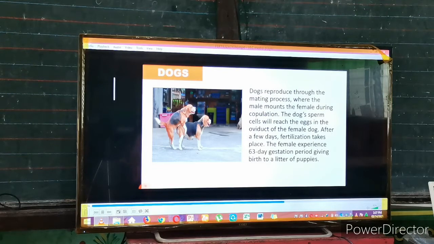And then, yung mother dog or si female dog, magkakaroon siya ng 63-day gestation. Gestation is the period from fertilization up to giving birth of the female dog. So, yun yun. Hanggang ilabas niya na yung mga anak niya into a litter of puppies o yung maraming mga anak na inilabas niya nang sabay-sabay sa araw din na yun.